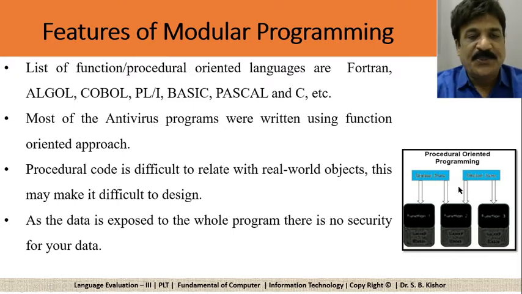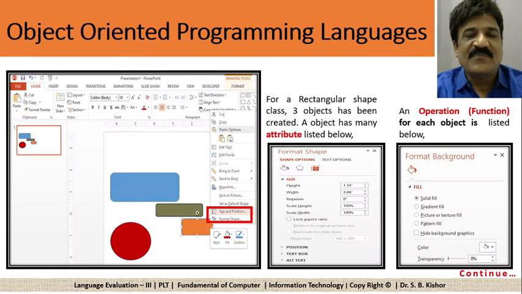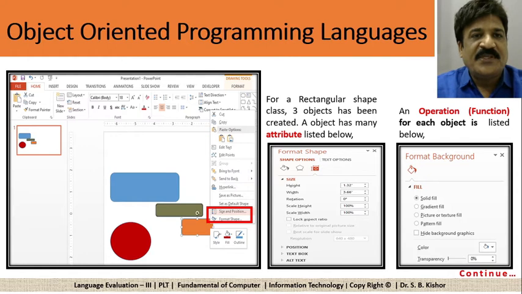So the solution for this is object-oriented languages. In order to understand the object-oriented language, we will take a very simple example. Basically these are shapes. So we may call shape one of the classes. Under that class we may have subclasses, like a circle class, a rectangle class, and so on. It means we are inheriting the shape class into different subclasses.